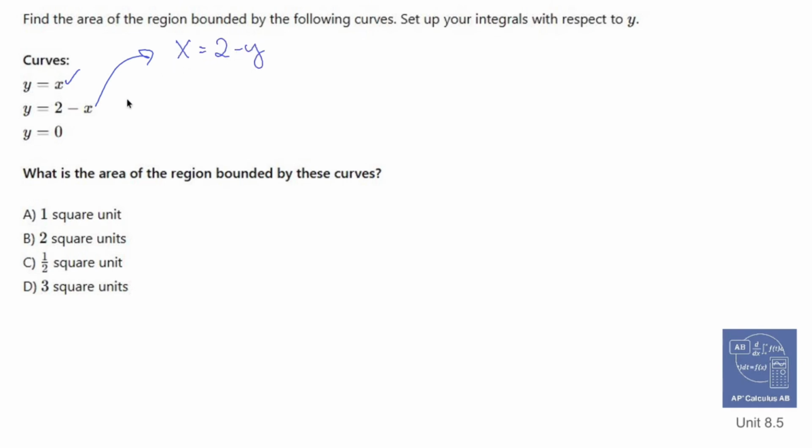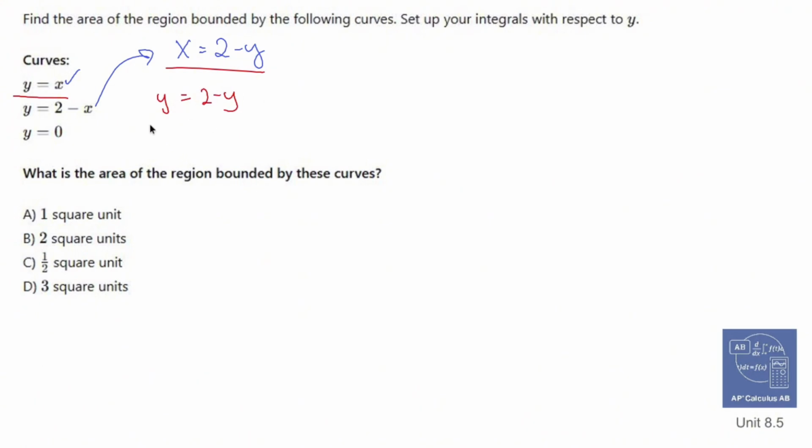No harm, no foul. Okay, then we also have y equals 0. That's going to serve as a limit of integration. Now, what we also don't have is the other limit of integration. So the way I'm going to find my limits of integration is I'm going to set these guys equal to each other. Okay, I'm going to say y equals 2 minus y.